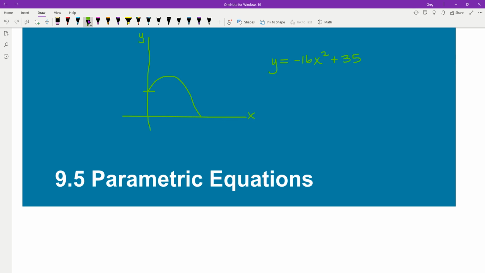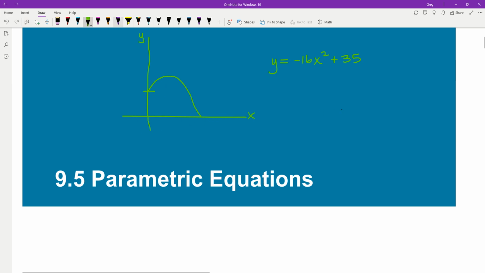And if x represents the seconds, then we know that at 0 seconds, this is 35 feet. That's where the ball is. And perhaps at 2 seconds, it's up here at its highest. But x in time represents the height of the ball.